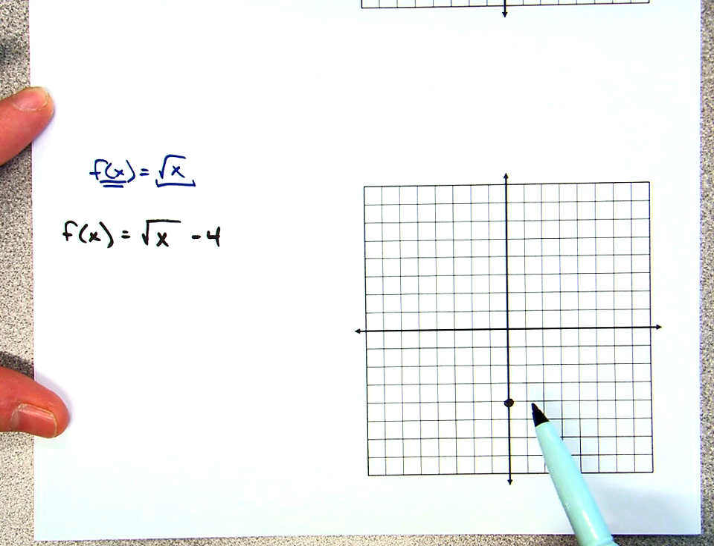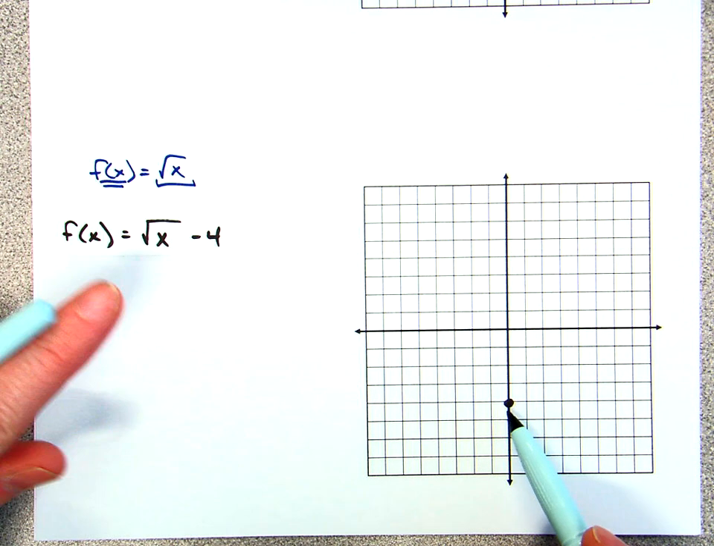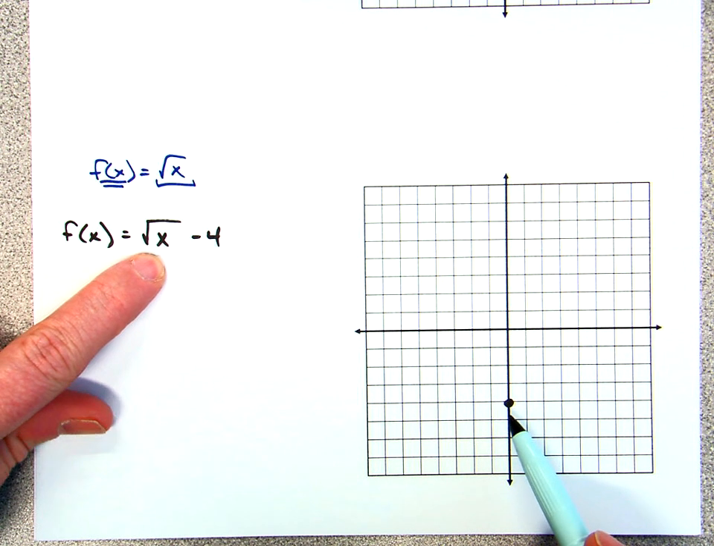So instead of taking all of the points and moving them, I'm just going to move this main point, this starting point for the square root function, and then I'm going to use my perfect squares as if this was the origin to build the rest of the shape. So from here, as if this was my origin, I'm going to, again, pick my perfect square values, right?